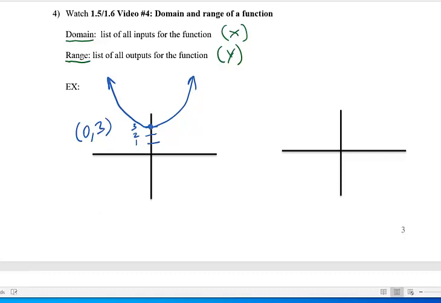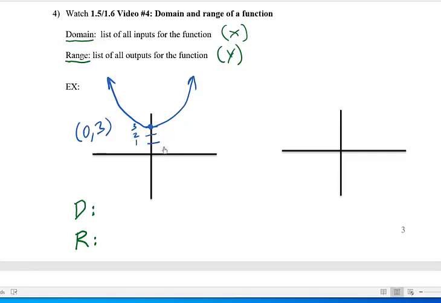First question, is this a function? Well, we've decided that already. It passes the vertical line test, so absolutely this is a function. Well, if it is a function, then it has a domain and it has a range. Let's write down the domain and range for this particular function.